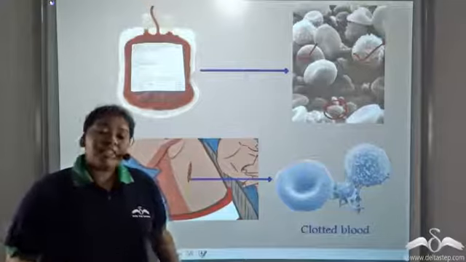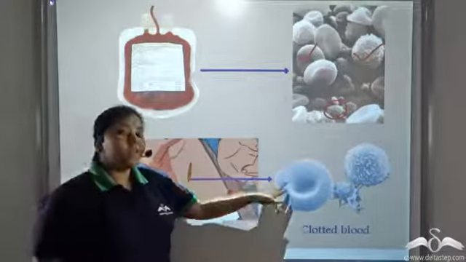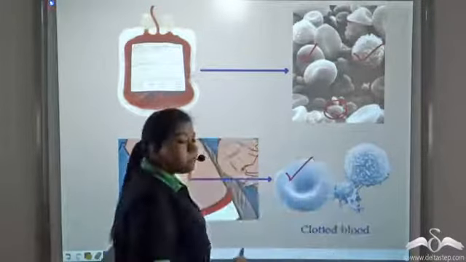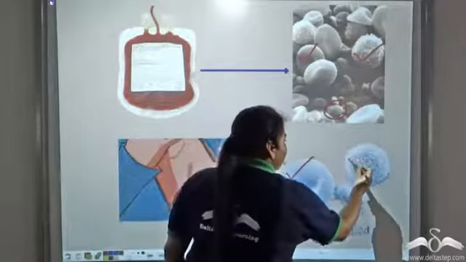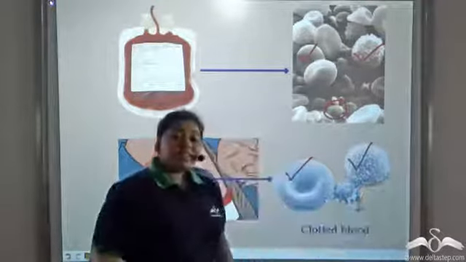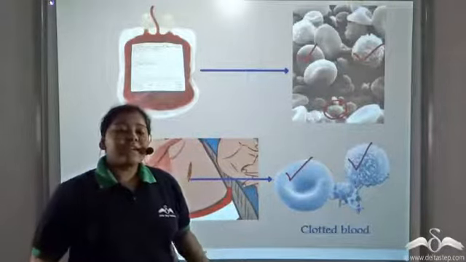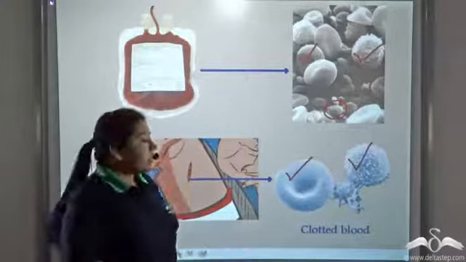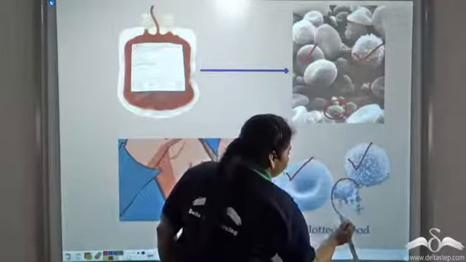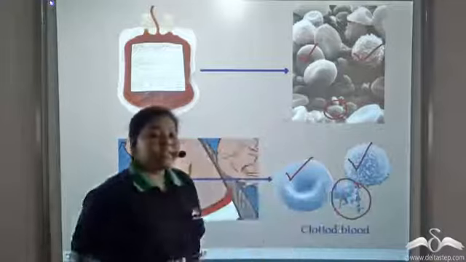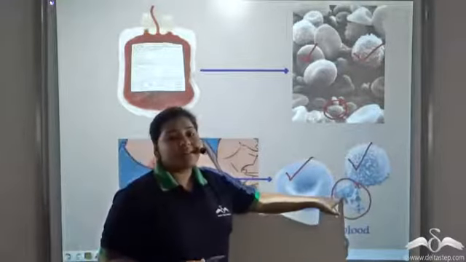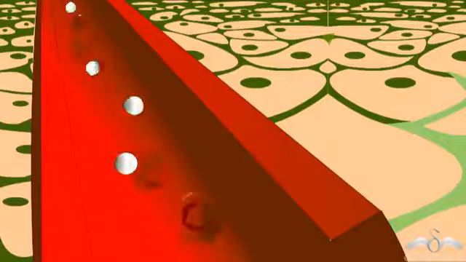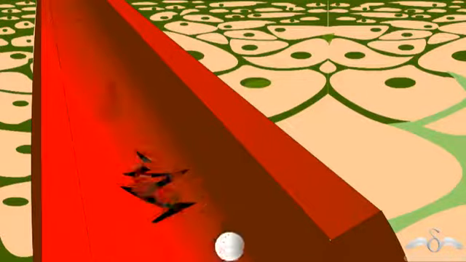Now, if you see clotted blood under the microscope, you will find the same red blood cells, which are biconcave, the white blood cells, and the third cell-like fragment is no longer spherical, but it has changed its shape into this spiny structure. So what is this cell-like particle? Well, this cell-like particle is known as platelets.